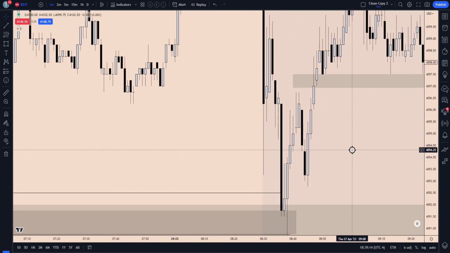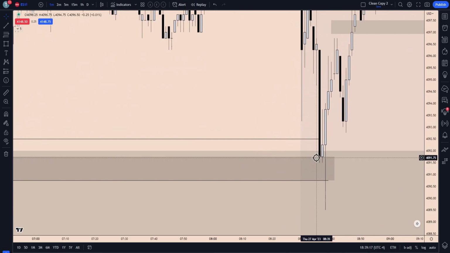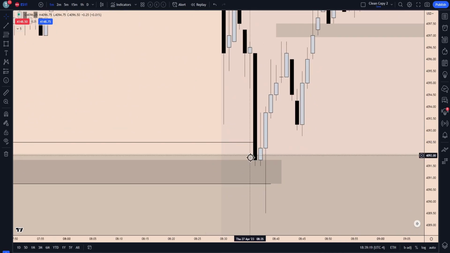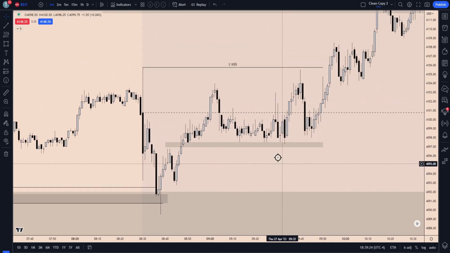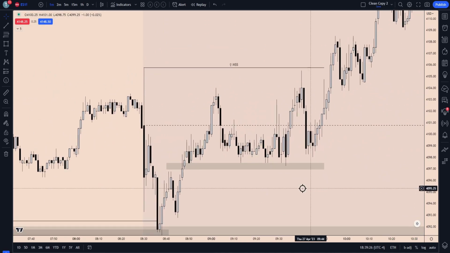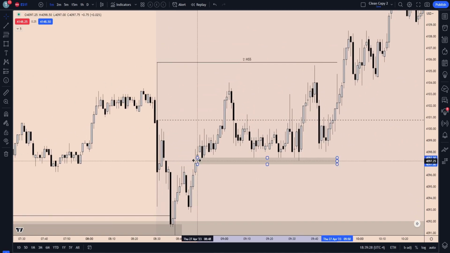So that 5 minute fair value gap holds these candle bodies beautifully here in this area. Just really nice to see. And from there, right, just continued higher. We create now, so notice, right, this was also that 5 minute fair value gap.